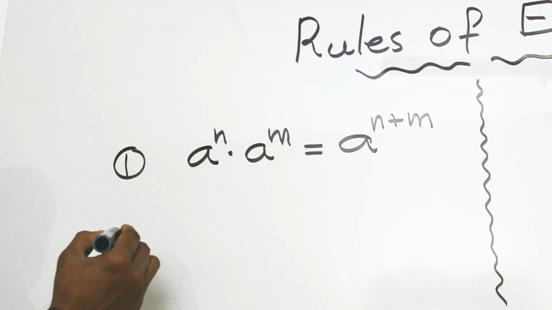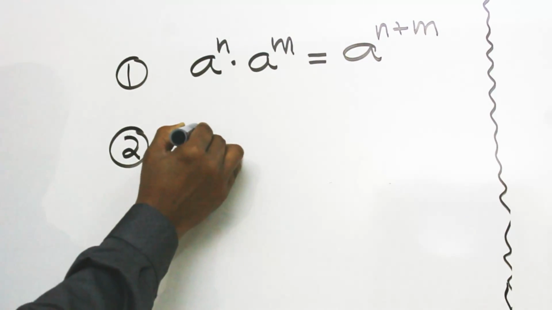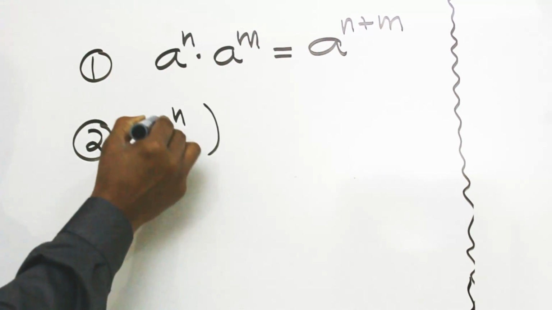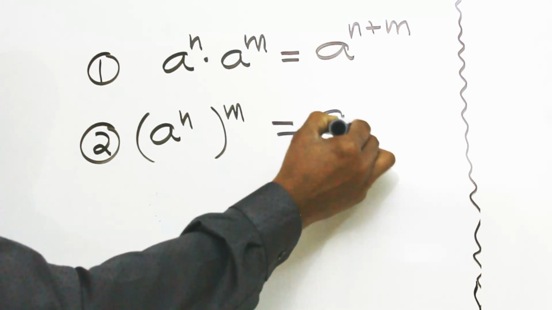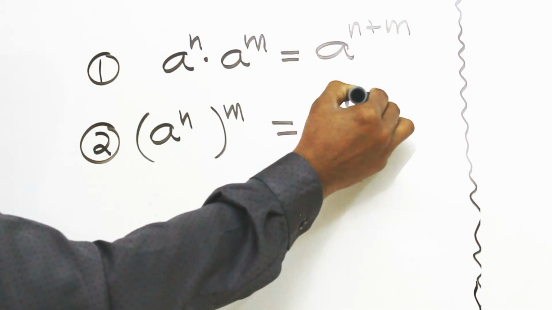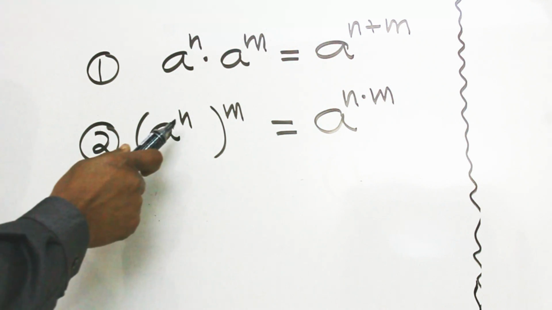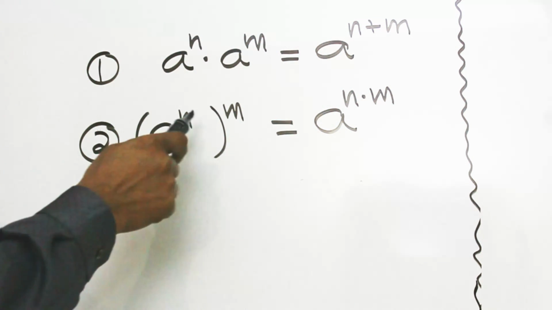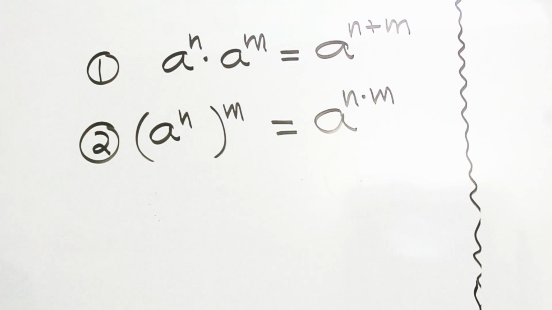Then rule number two: we have a power n all power m is equal to a power n multiplied by m. Which means, if you have a base with an exponent, all raised to m, we can just multiply the powers, so you will get a power n multiplied by m.